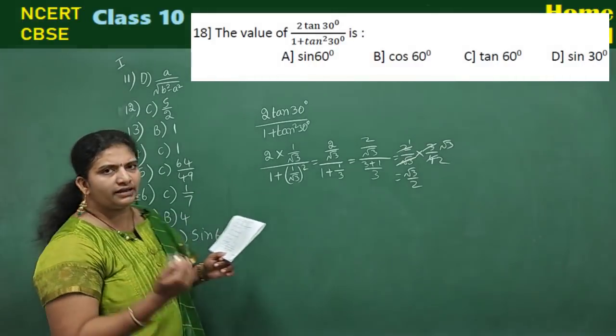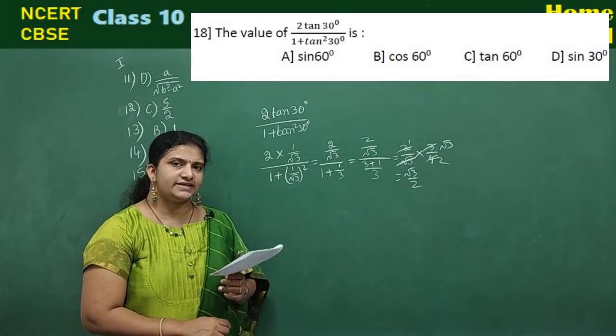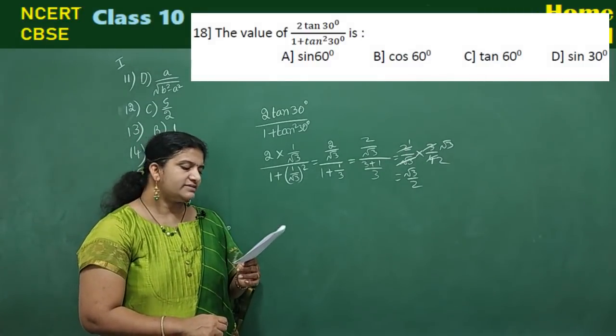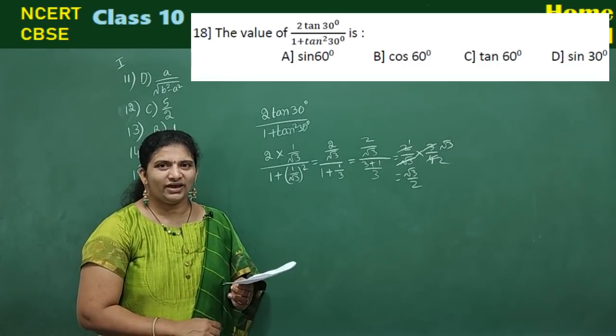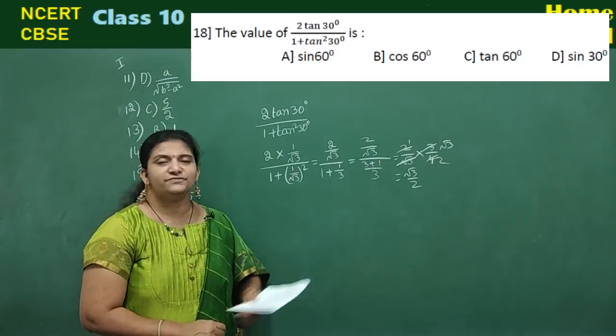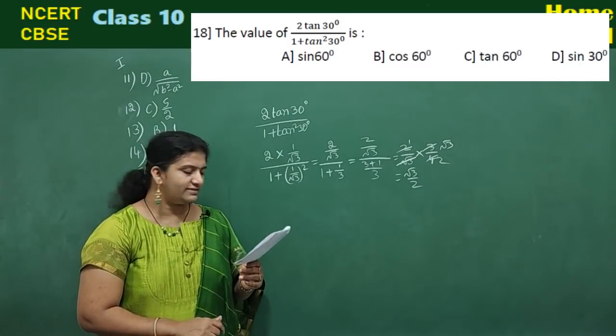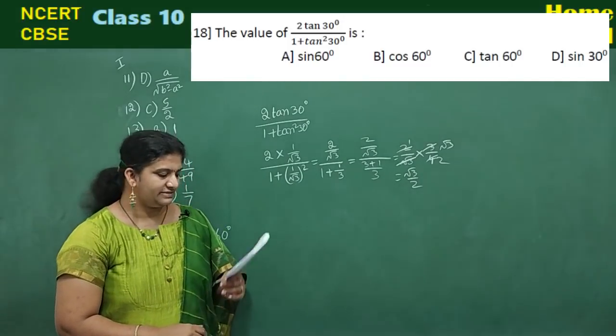If you want, you can check the other options also, children. Cos 60 degree is 1 by 2. Tan 60 degree is root 3. Sine 30 degree is 1 by 2. These are all not the answers for root 3 by 2. Therefore, your answer is sine 60 degrees.